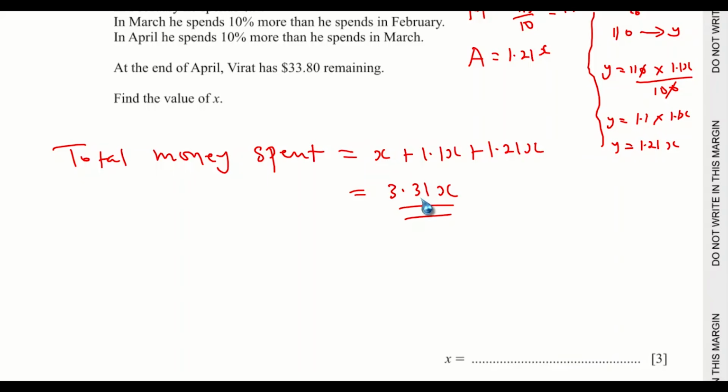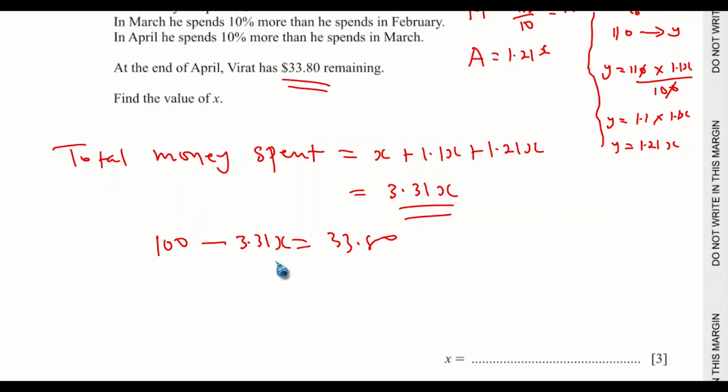So this should add up to 3.31x. Okay, and we are told that at the end of April, after spending the money, he has this left with him. So what you can do now is to say the total money, which is 100, minus the total money spent, which is 3.31x, the remaining part of the money should be 33.80. So this is what you need to do.